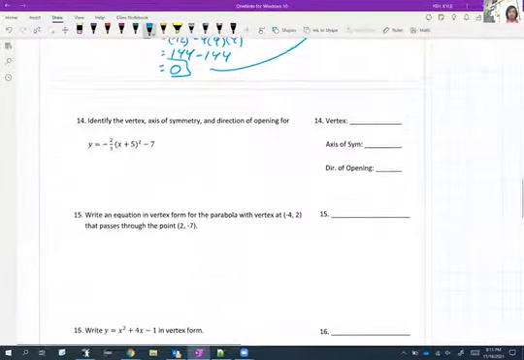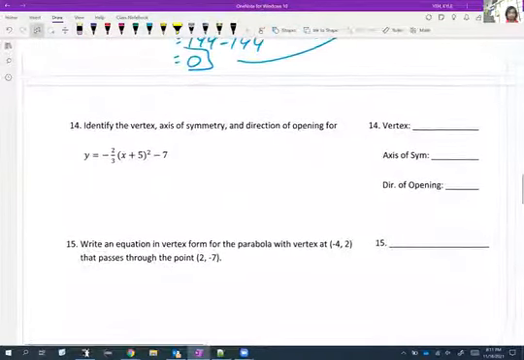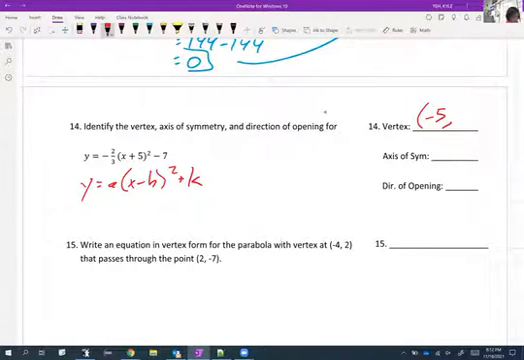All right, number 14, we're on 5.7 now. 14, not too much math calculations to do. We're just interpreting. We have this equation in vertex form, and I'm going to write that down below. We're asked for the vertex. That is our h comma k values. So h, whatever would make those parentheses 0, so negative 5, and k, whatever is on the outside, negative 7.